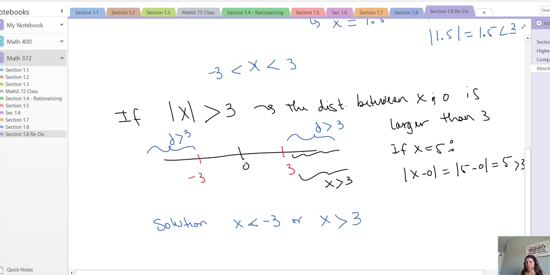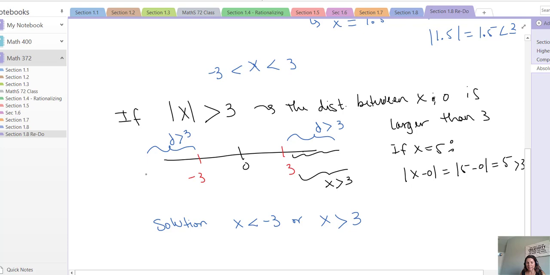So notice how it changed the sign. Here we have x is greater than 3, right? So we keep the same sign, but when you do the negative side, notice how the sign changed, and that's because, remember, the further you are from 0, the smaller you are.